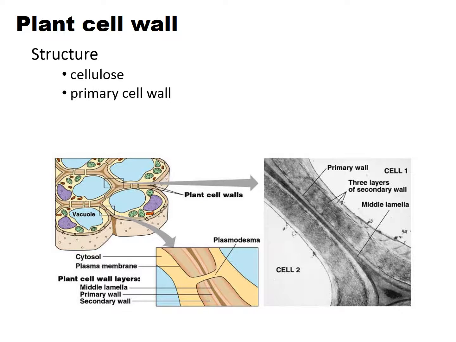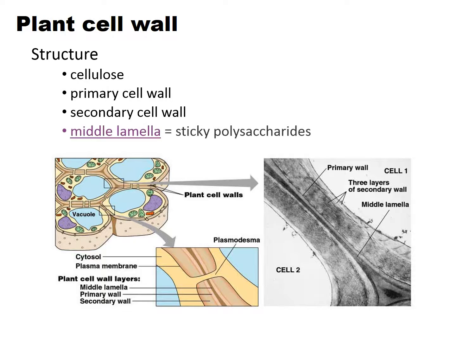There's the primary cell wall, which basically makes up the outside of an individual cell. There's a secondary cell wall that's kind of inside of that. So on the inside of each cell is a secondary cell wall. Between the two cell walls of individual plant cells is the middle lamella. Within the middle lamella are sticky polysaccharides that really glue those two cells together.